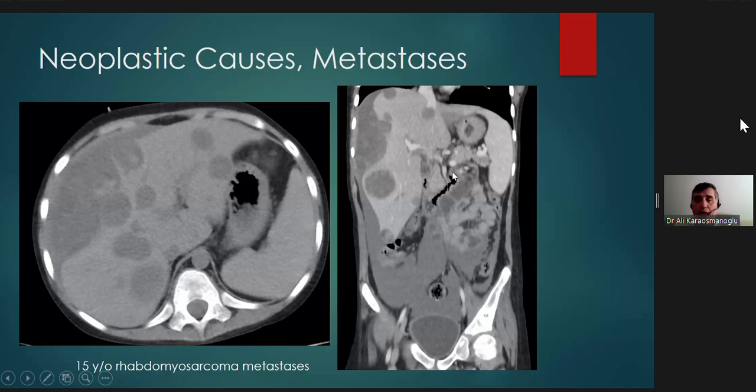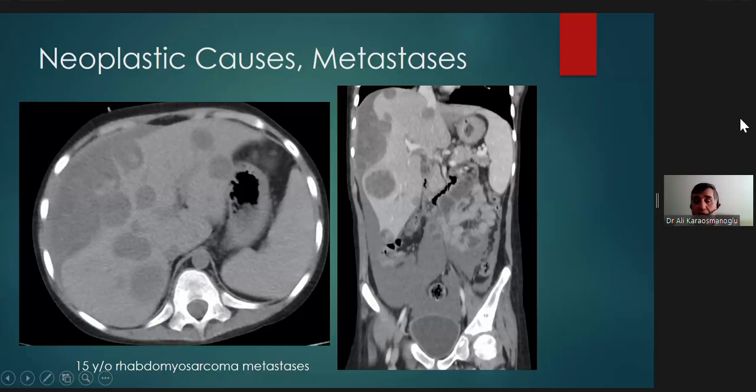So on post-contrast images, coronal formatted image, you can see this large lesion here is the source of the bleed, because you cannot see the continuity of the liver contour here, and there's a lot of free fluid, which is obviously hemorrhagic in nature, on the right side of the abdomen, in the right paracolic gutter, in the pelvis, and on the left paracolic gutter.